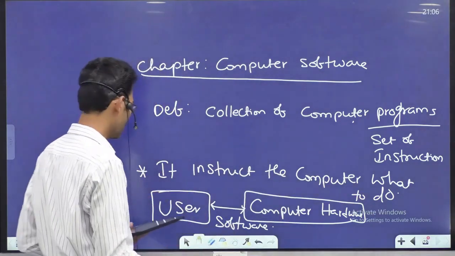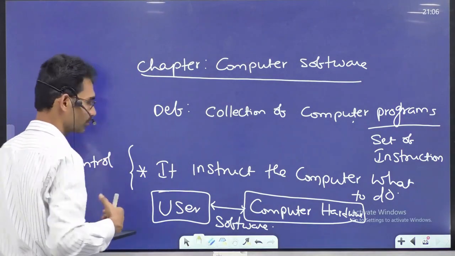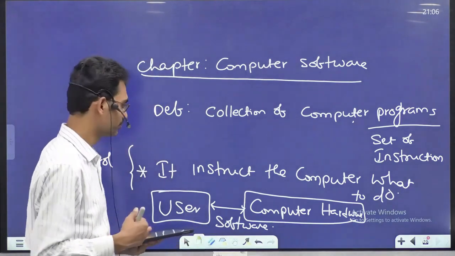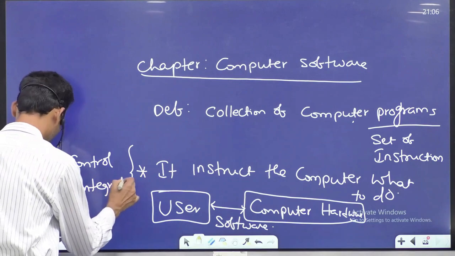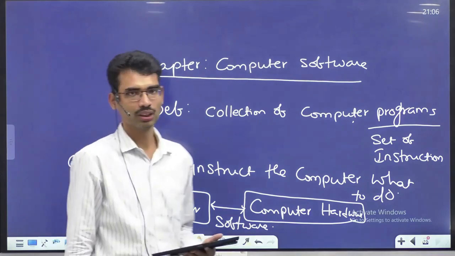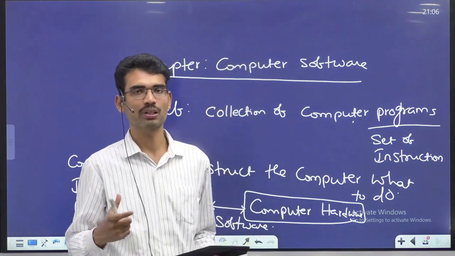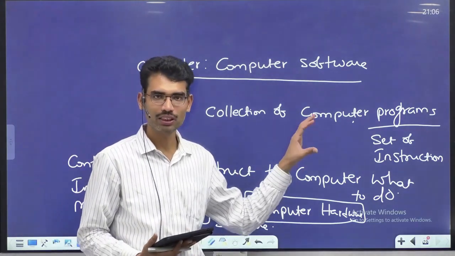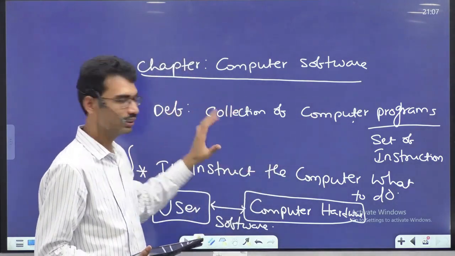There are some other functions also. It will control the computer hardware, it controls the central processing unit's processing mechanism, and it integrates input with output. It manages the computer hardware. So controlling it, integrating it, managing it, all these are part of computer software. This we can see, we can write it, but we cannot touch it. That is one difference between computer software and hardware.